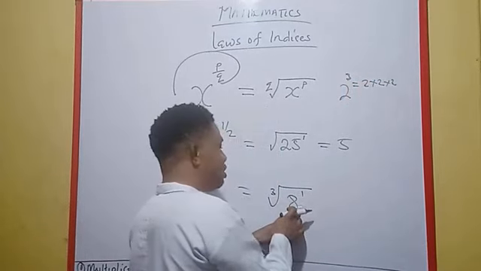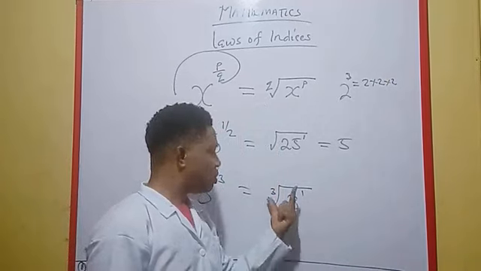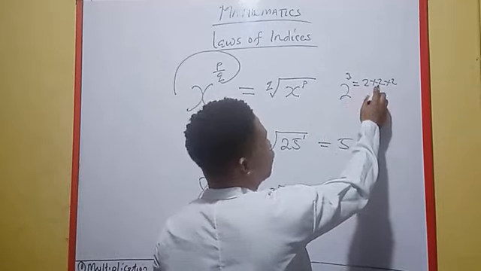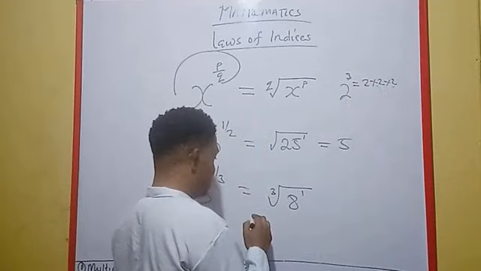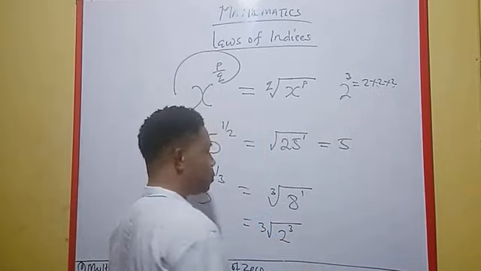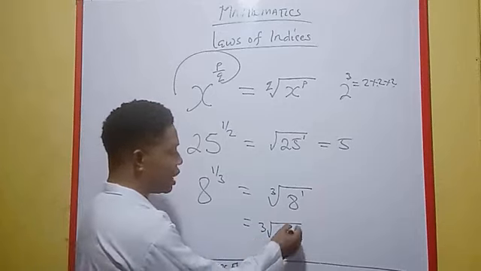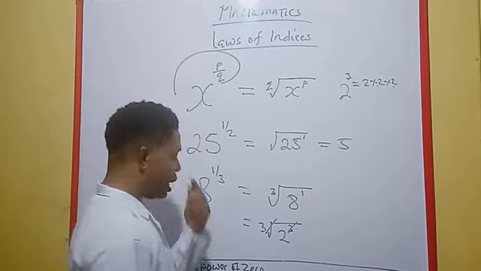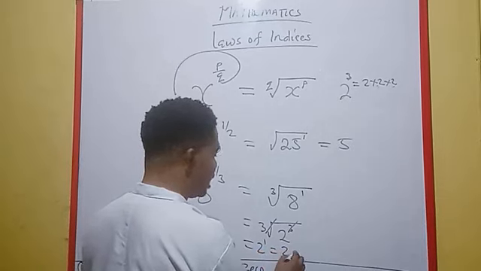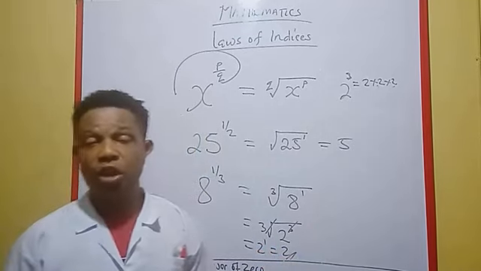So I express my 8 in index form in order to cancel this root. 2 times 2 is 4. 4 times 2 is 8. So you can see in the next line it is 2 raised to power 3. This 3 is a power and this one is a power, so the powers can cancel each other to give you 1. And 2 raised to power 1 is 2, because anything raised to power 1 is that thing. And my answer is what? Is 2.